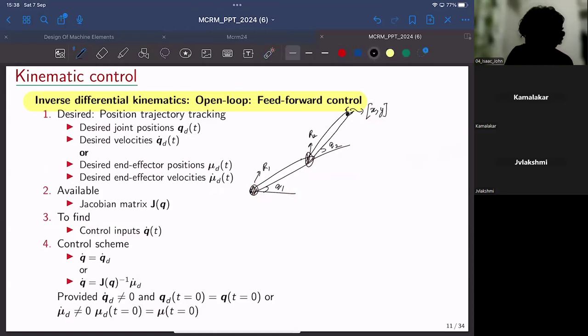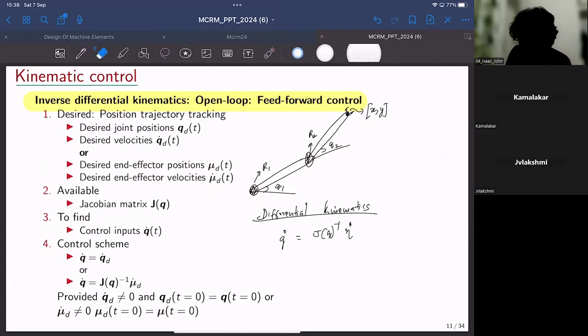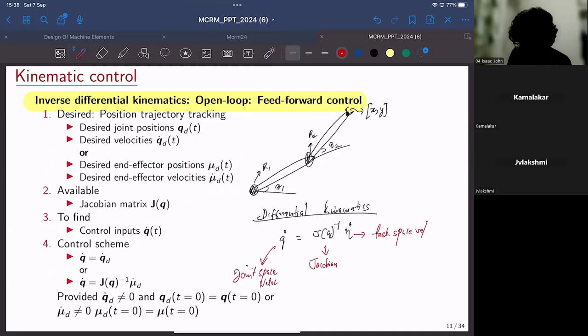So from the differential kinematics, we actually know from kinematics that this Q dot is J of Q inverse eta dot, where this J of Q is the Jacobian matrix, and eta dot is the task space velocities, and these are the joint space velocities.